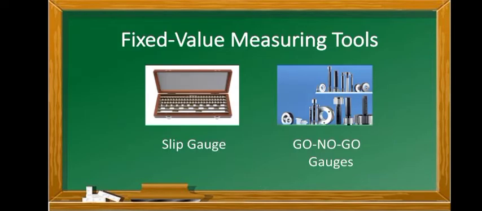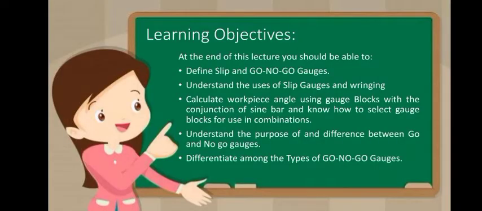So let's now have the learning objectives. At the end of this lecture, you should be able to define slip and go-no-go gauges, understand the uses of slip gauges and ringing, calculate workpiece angle using gauge blocks in conjunction with a sine bar, and know how to select gauge blocks for use in combinations. Understand the purpose of and difference between go and no-go gauges, and differentiate among the types of go-no-go gauges.